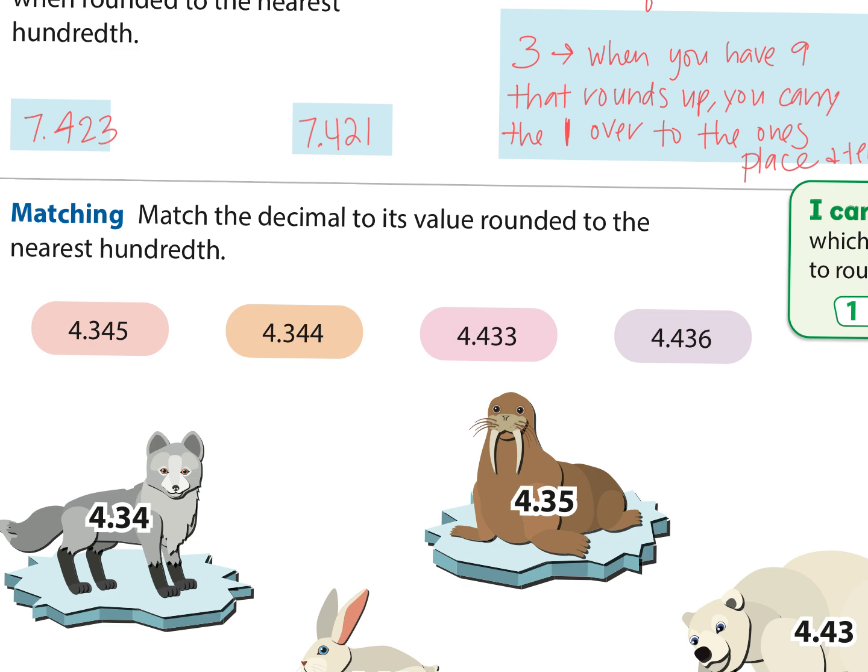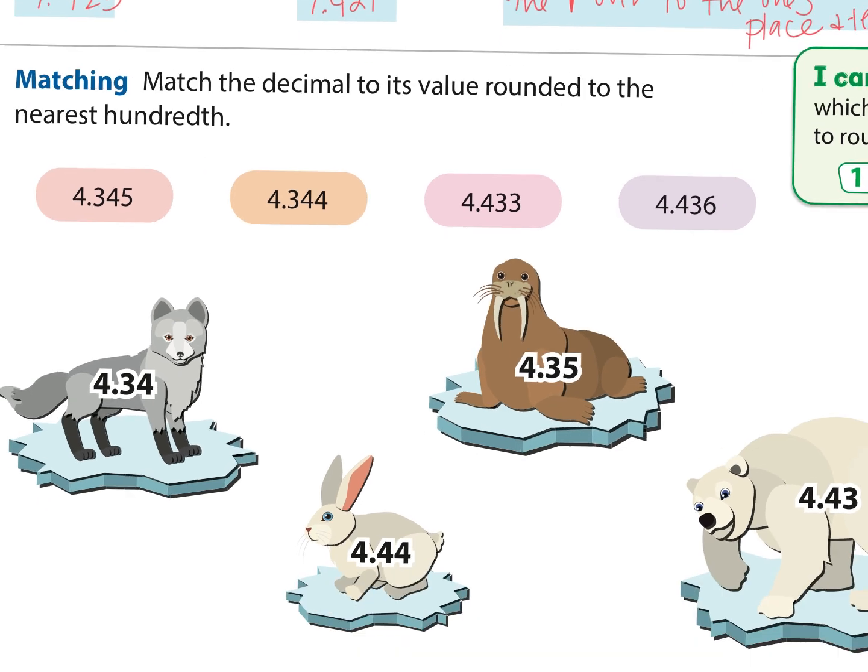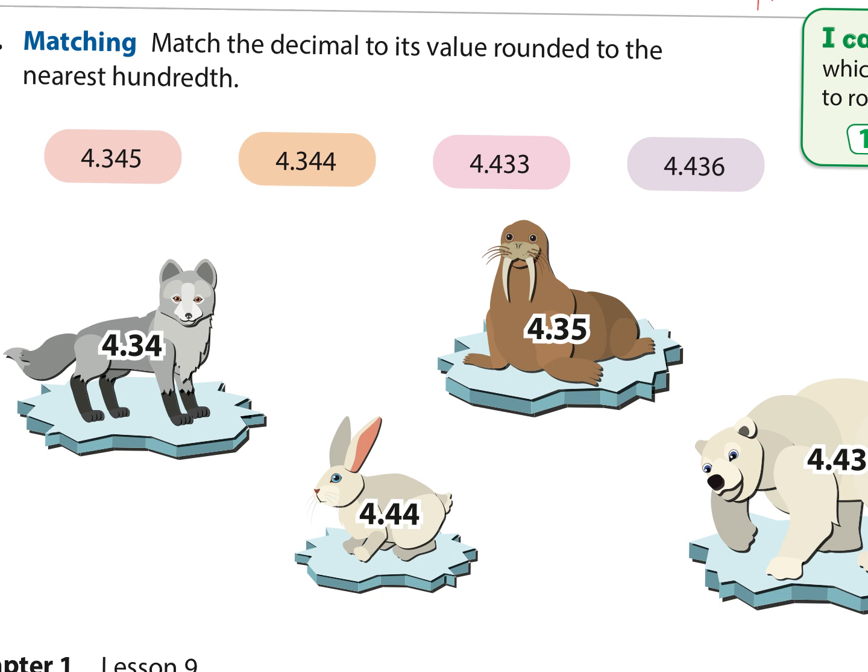4 and 345 thousandths rounds to what? This is the number I'm rounding. It rounds to the walrus. Good. The orange one. We're now checking what we just did together.